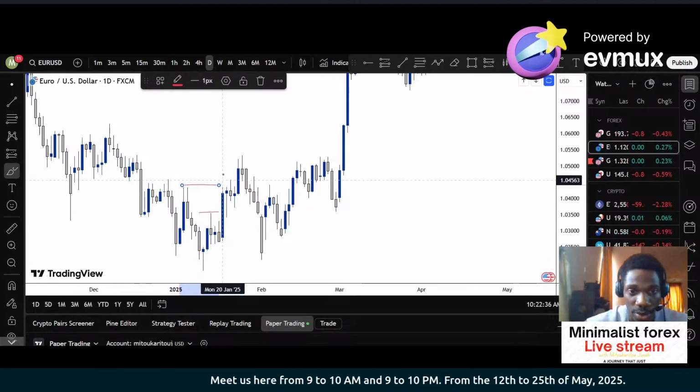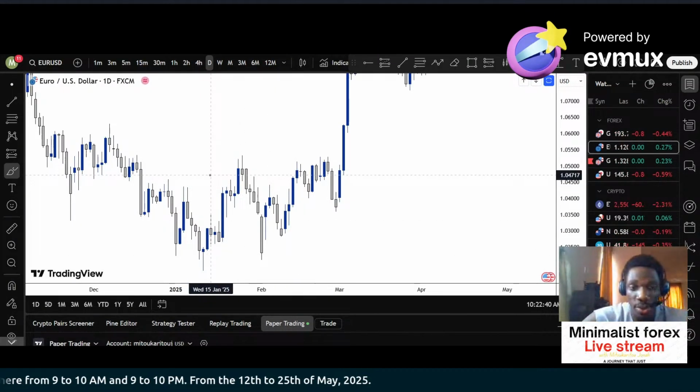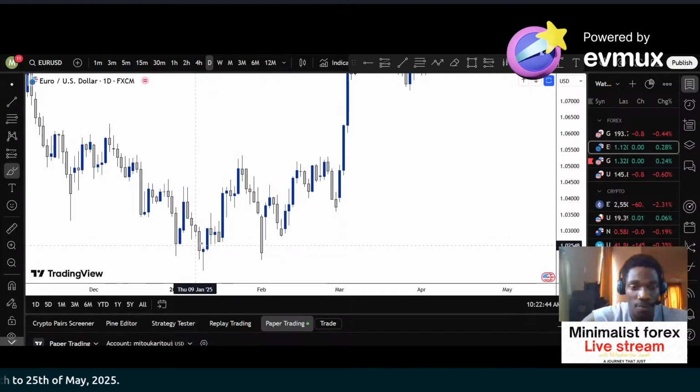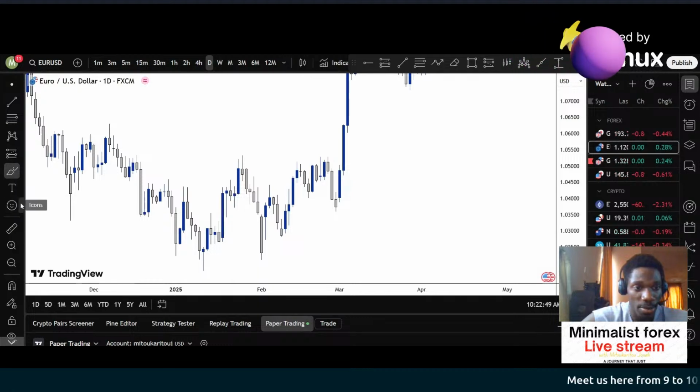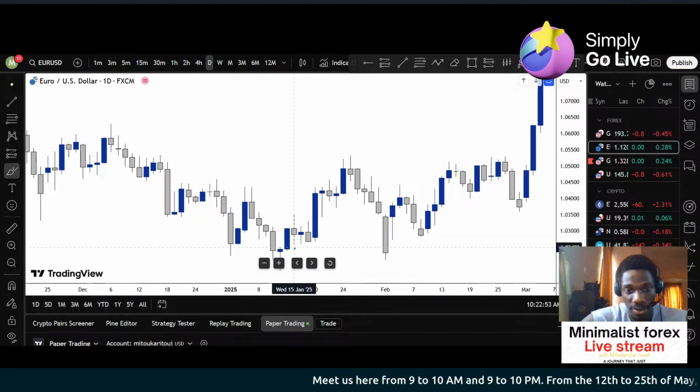Right? So when it broke structure, we're expecting what? A pullback. Where do we find it? Where are we expecting the pullback to begin? The demand zone, which is the candle before the first momentum candle. This was the first momentum candle. Let me zoom in. All right. This was the first momentum candle. Okay.